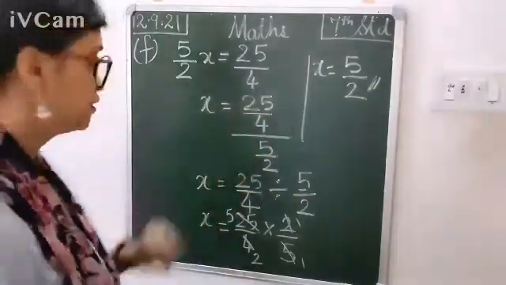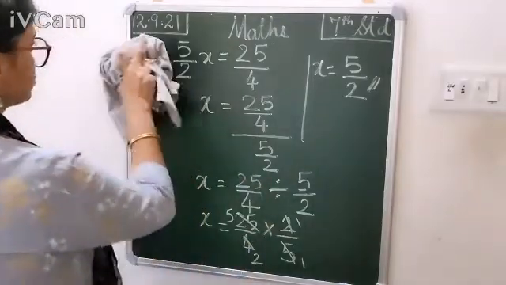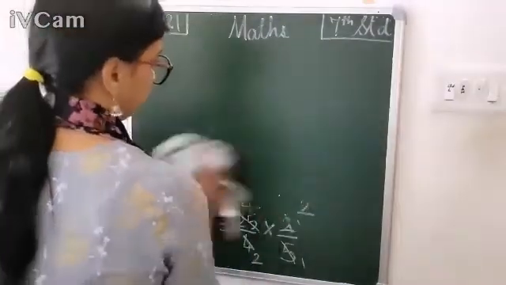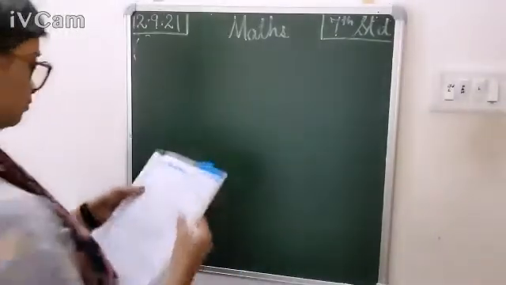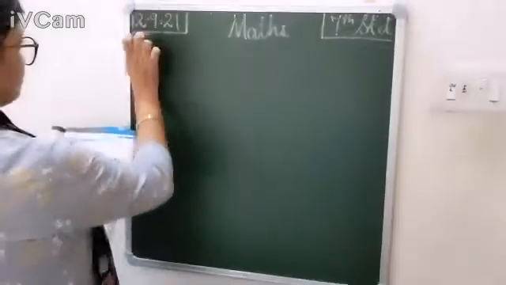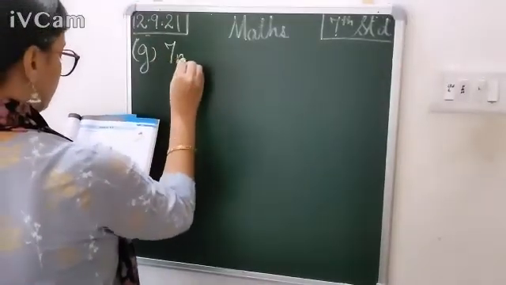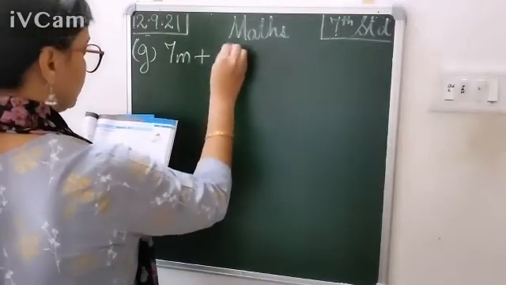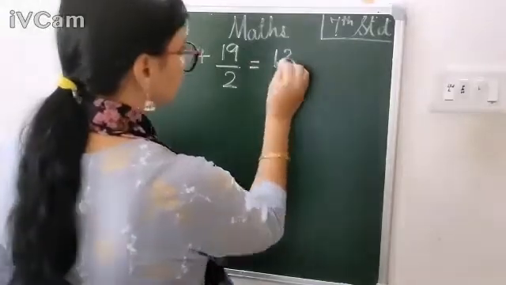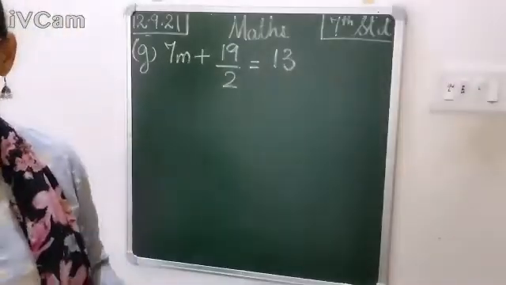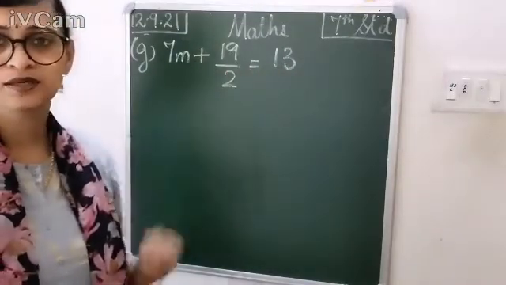Hope all of you have understood even the sixth sum. Now moving on to the next one, seventh one. Next seventh sum, G. You have 7m plus 19 by 2 is equal to 13. Okay, you have 7m plus 19 by 2 is equal to 13.